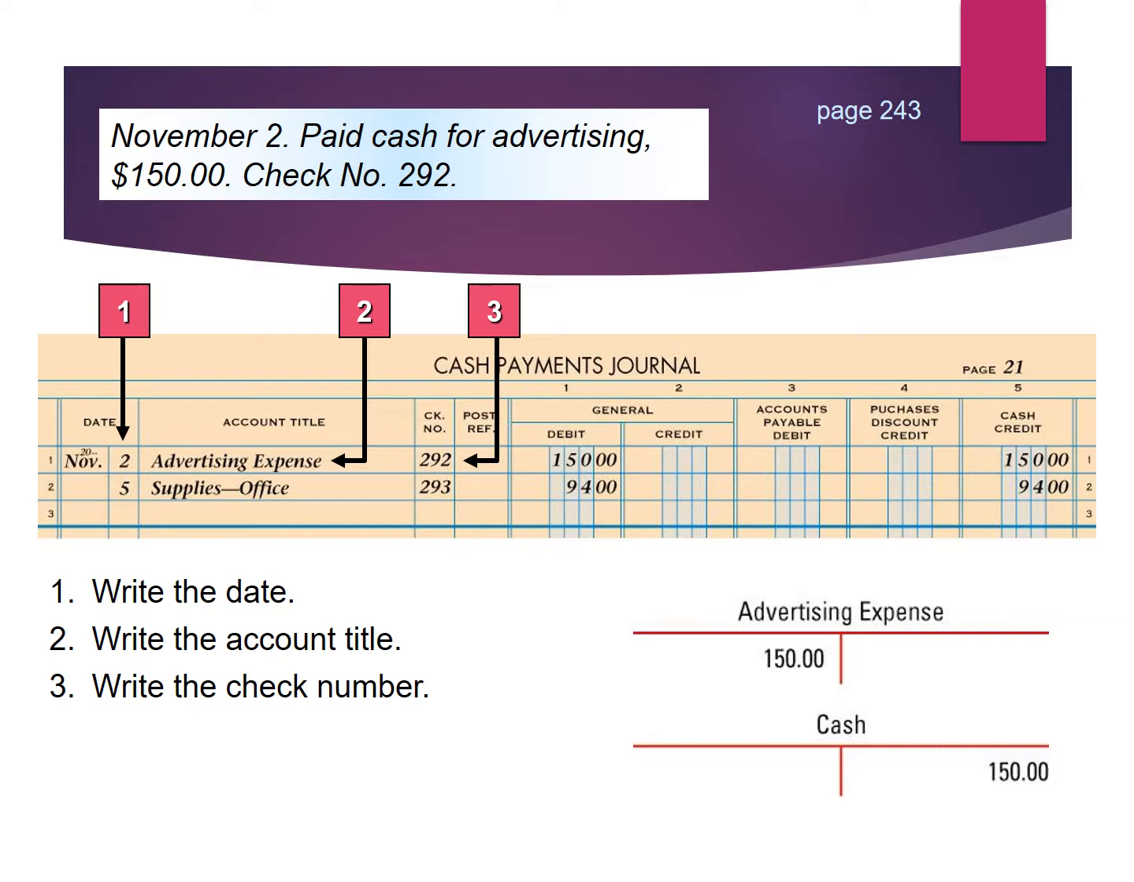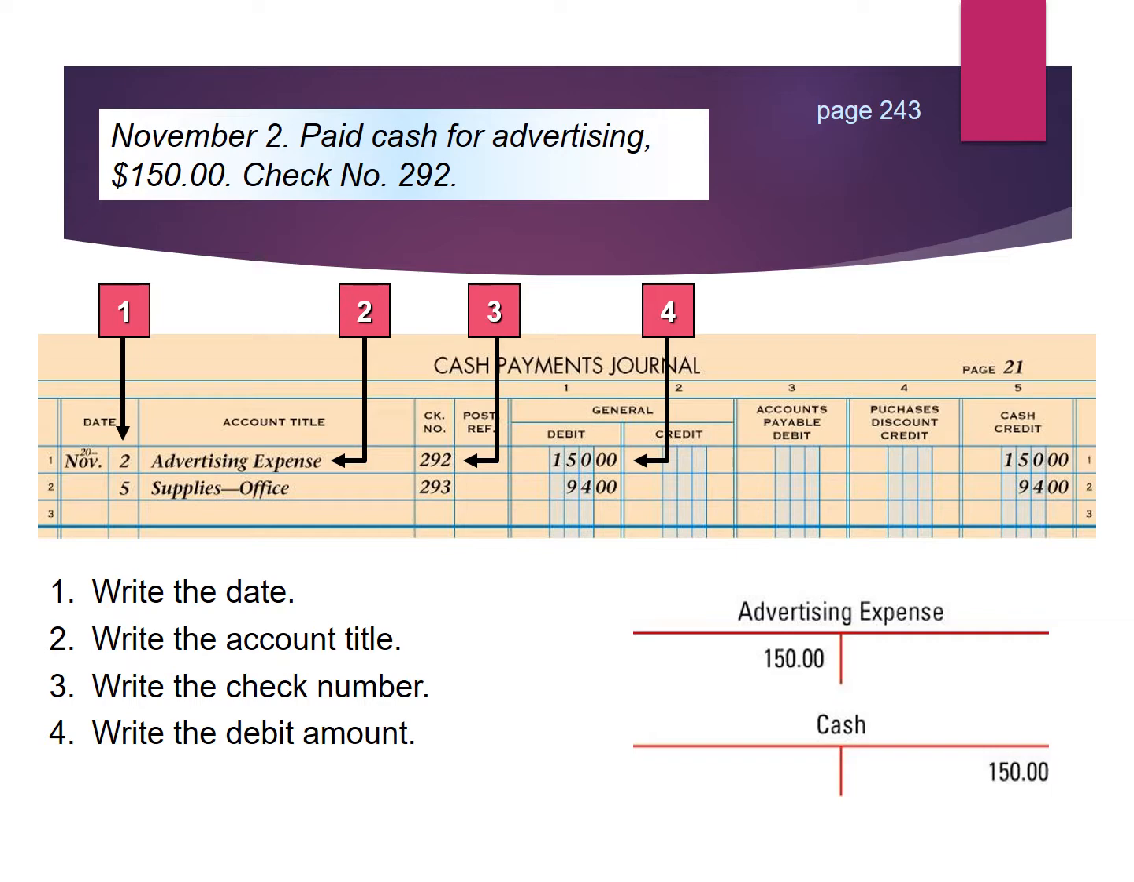So first, look at your specialty columns, columns 3, 4, and 5. Advertising expense is not accounts payable debit, it is not a purchases discount credit, and it is not a cash credit. This means that we will have to use our general debit column. So we will record the debit amount underneath column 1, which is our general debit, for $150.